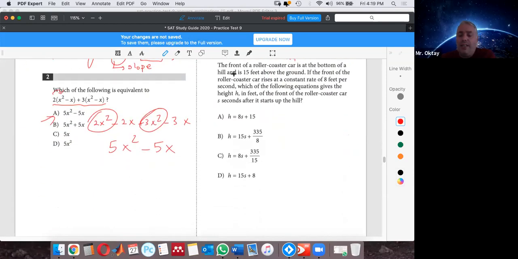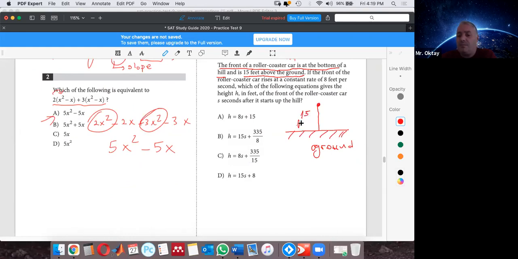Question number 4. It's a problem. So the front of a roller coaster car is at the bottom of a hill, and it is 15 feet above the ground. So let me say this is the ground. Above is a keyword: below means down, above means up. So let's say somewhere here it is now 15 feet.